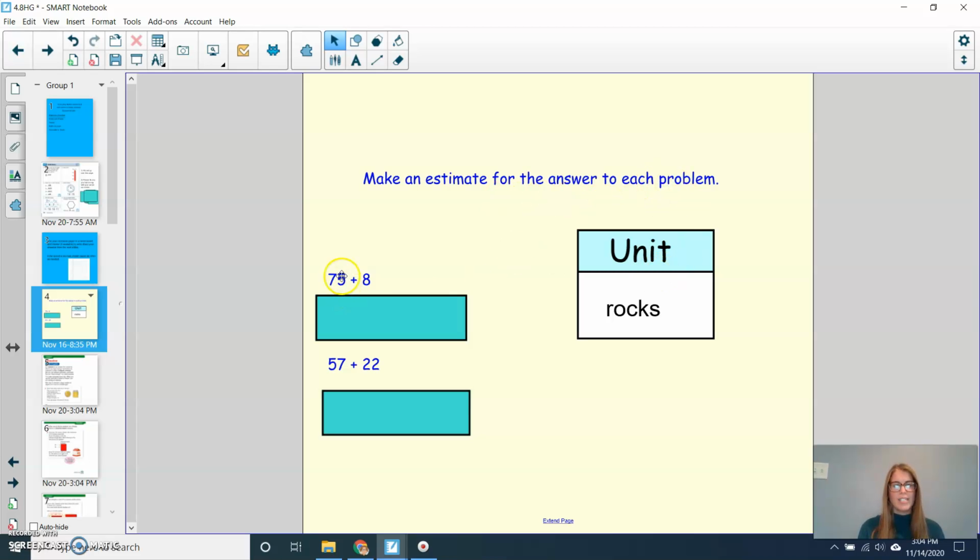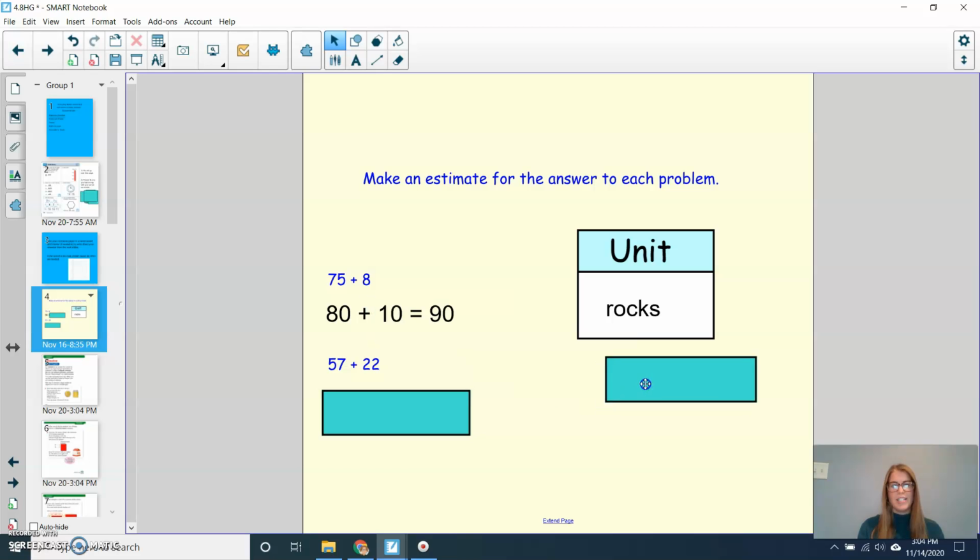So if I have 75 plus 8, what would you round 75 to? Now I know 75 is close to 80. What would you round 8 to? I know that 8 is close to 10. So I would round this: 80 plus 10 equals 90.